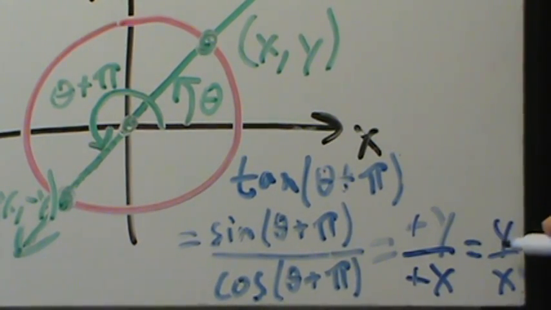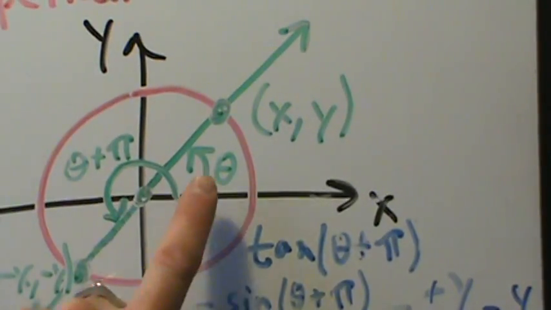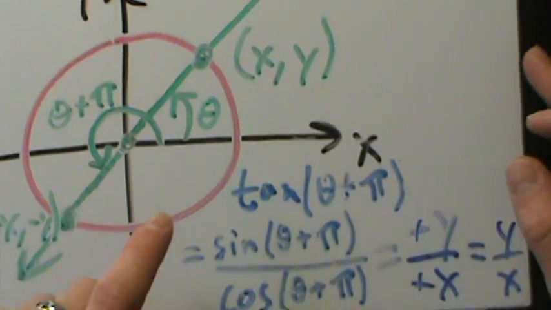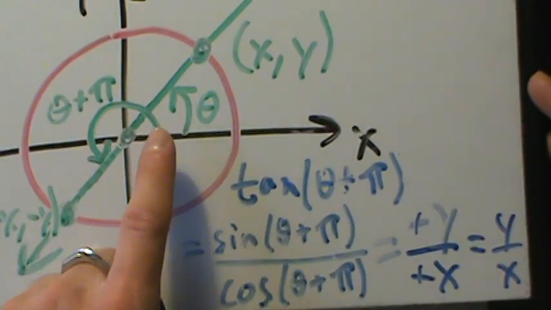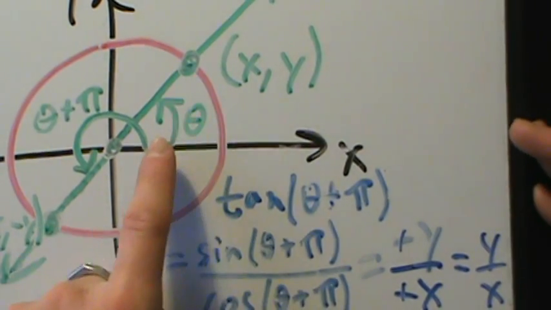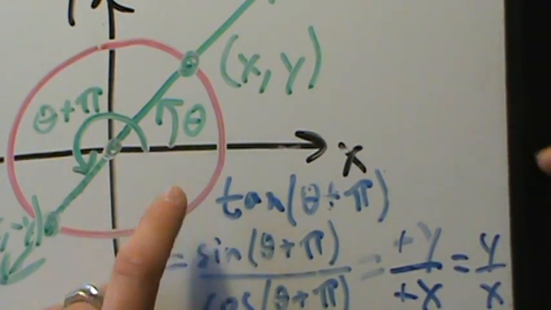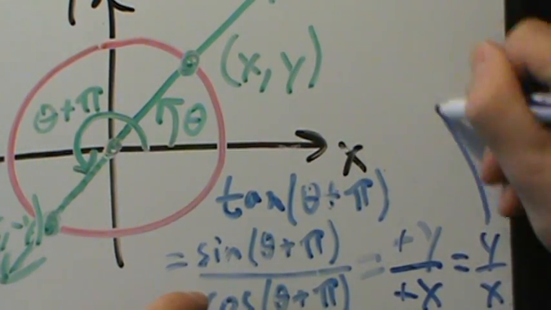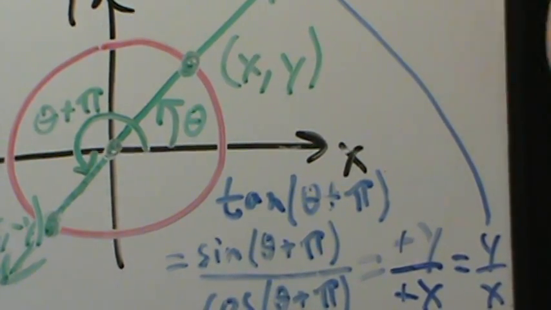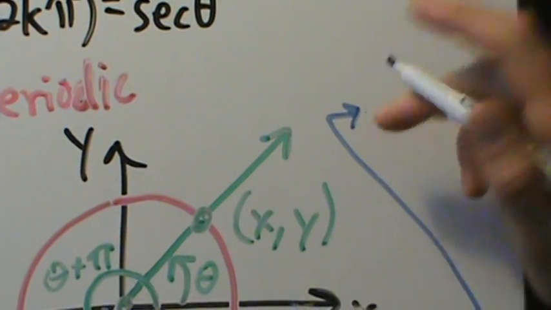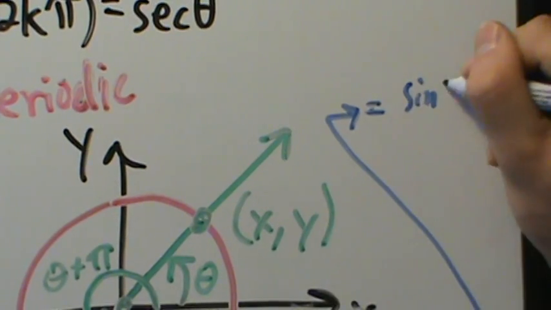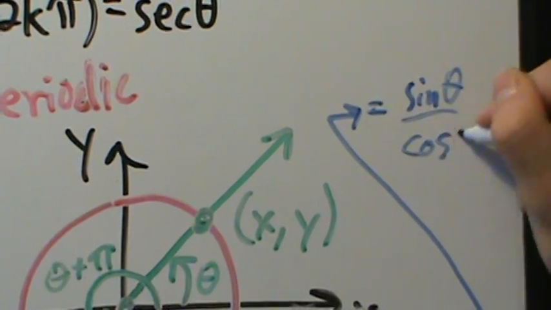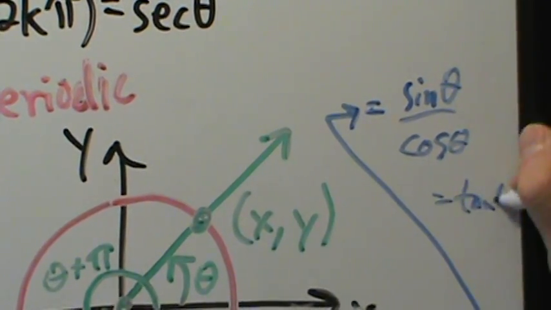What is y? It's the y-coordinate where theta hits the unit circle. What's x? It's the x-coordinate where theta hits the unit circle. What's the y-coordinate where theta hits the unit circle? That's the sine of theta. Okay. So if we come up here now, this equals the sine of theta divided by the cosine of theta, right? Which in turn equals the tangent of theta.